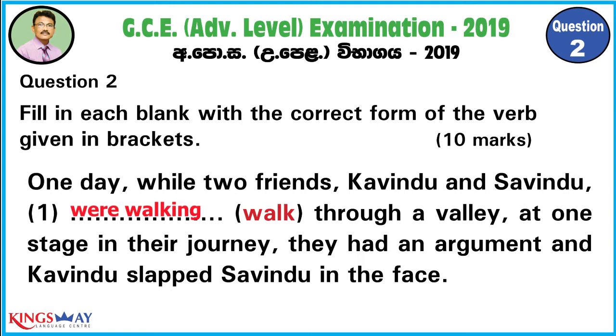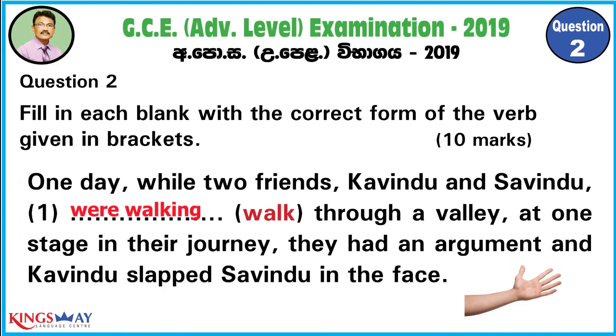So these two boys had an argument, which means they had a disagreement. Kavindu says something where Savindu does not agree with Kavindu. Then when Savindu says something, Kavindu doesn't agree. So there was an argument. While they were arguing on something, Kavindu slapped Savindu in the face. Slap means you hit someone with your open hand. So what did Kavindu do? Kavindu slapped Savindu in the face.